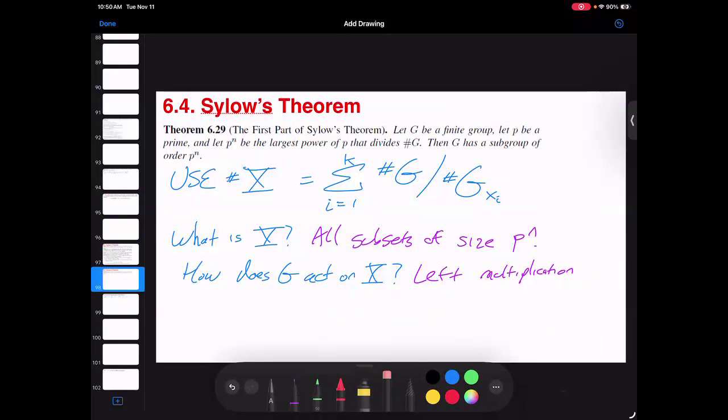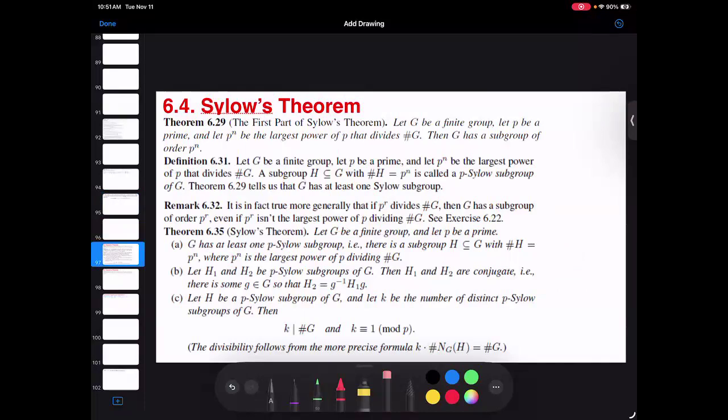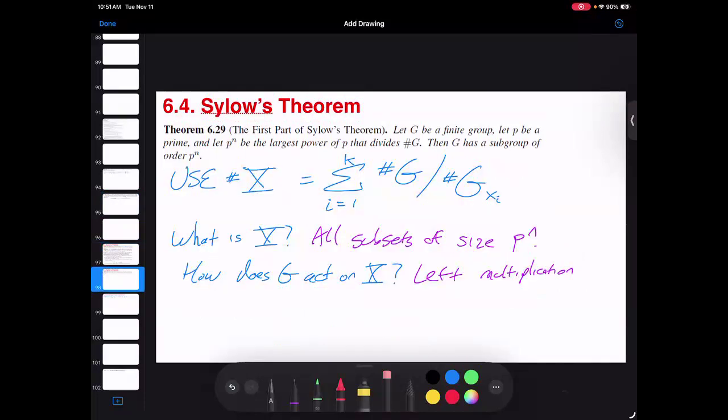Okay, so hopefully this gives you a sense of why we wanted this result, where this is going to come into play. I'm going to be looking at all subsets of size p to the n, and this is going to help me identify which one I want. But again, the challenge in all of these is determining when we can have a good choice of X and a good choice of group action. So sadly, you need two key ideas. What is X and how is G going to act on X?